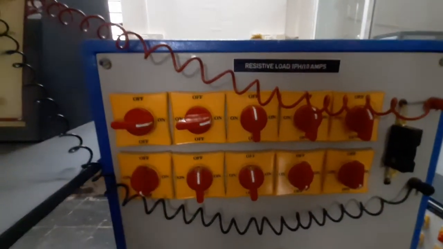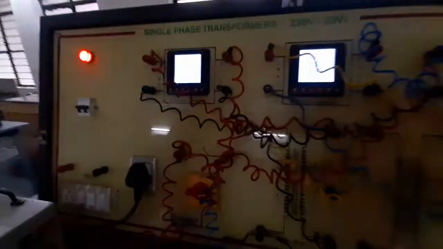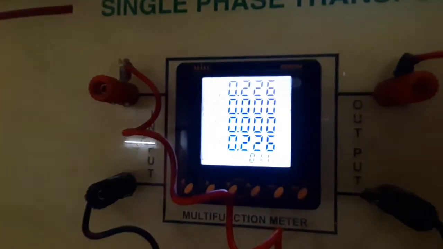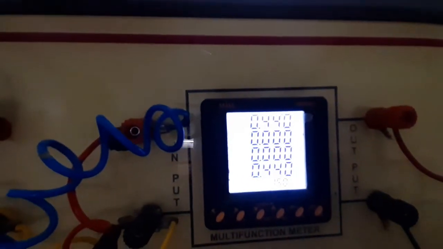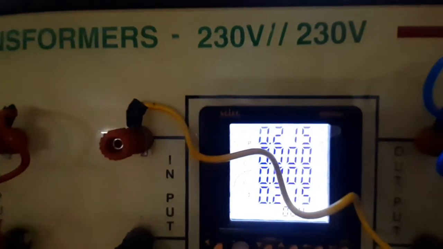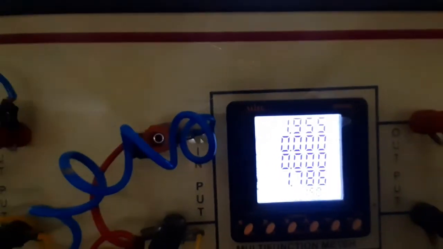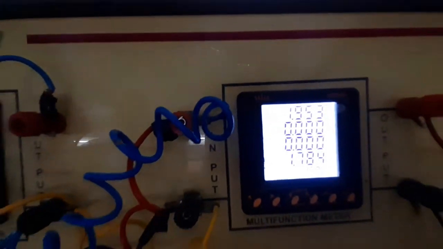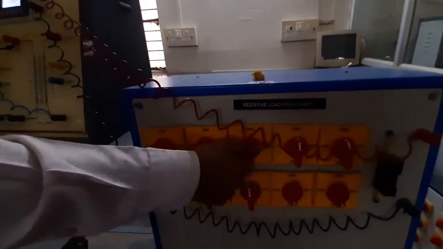Again I will put on another switch. Your wattmeter readings: W1 is 226, W2 is 214, total is 440. Similarly observe the current: I1 is 1 amp, I2 is 0.95 amps, and total current is 1.9 ampere. Similarly you can put on load 3.